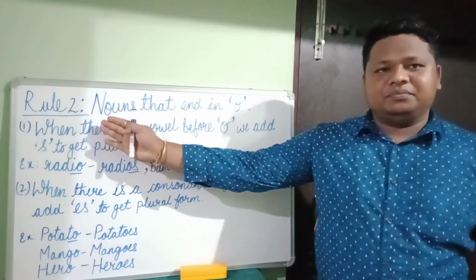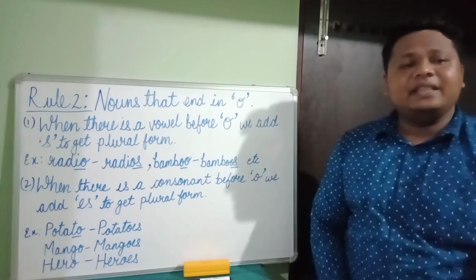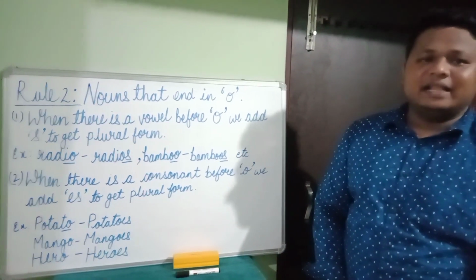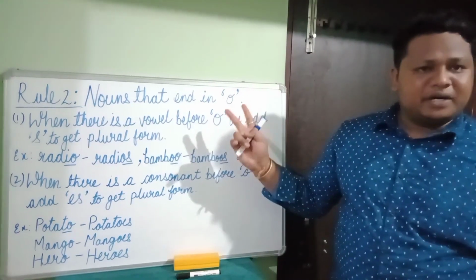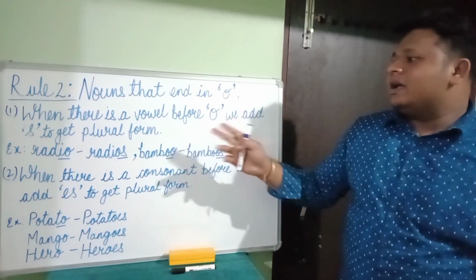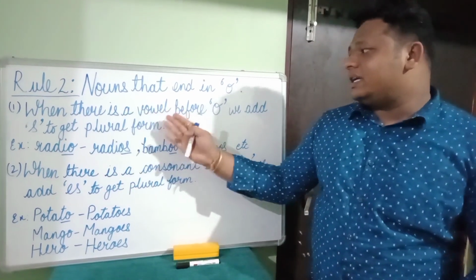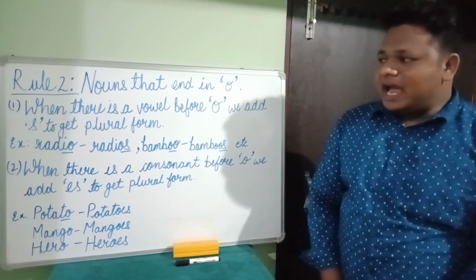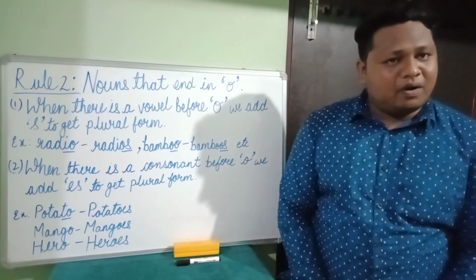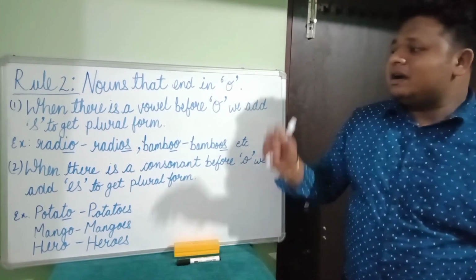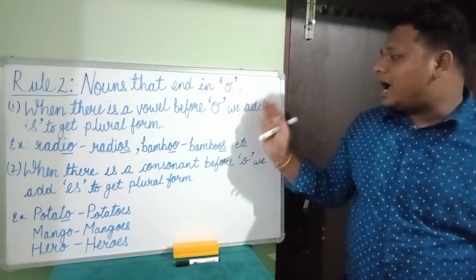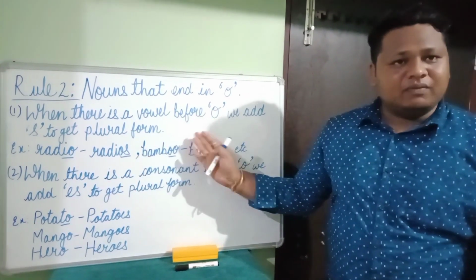Rule number 2. The noun that ends in o. Alright, it is for the nouns that end with letter o. There are two conditions here, children. The first one is when there is a vowel before o, we add s to get the plural form. So whenever there is a vowel before the last letter o, we have to add s to get the plural form.